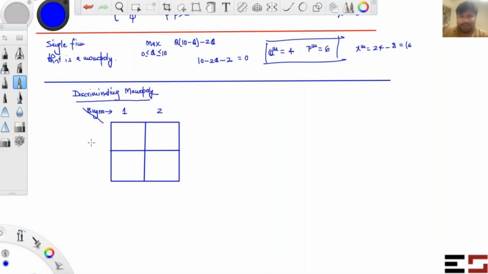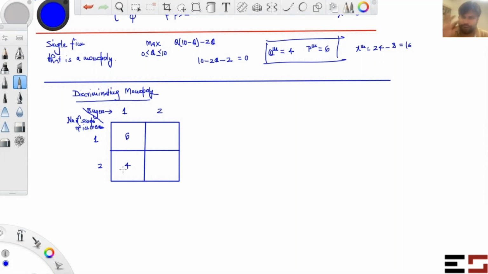So what I'm going to do is this. I'll give you some valuations. Let me explain what valuations are. Number of scoops of ice cream. I'll fill this table with marginal valuation. So let's say this is 6 and this is 4.